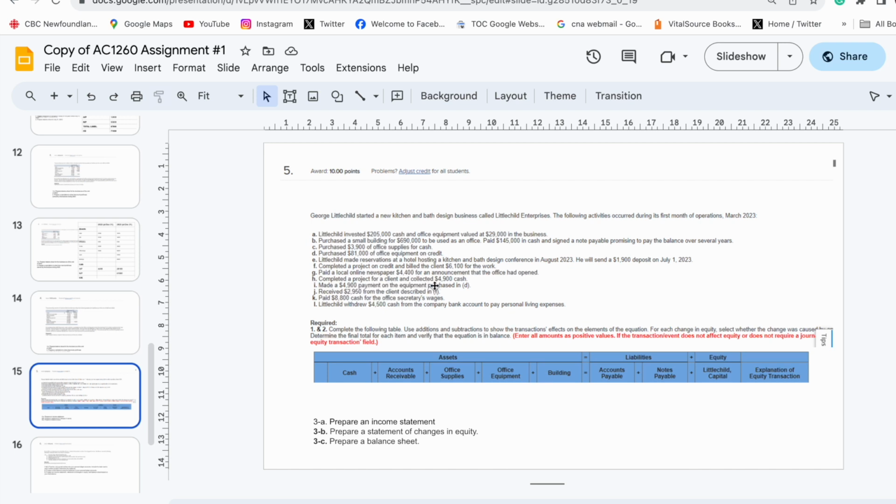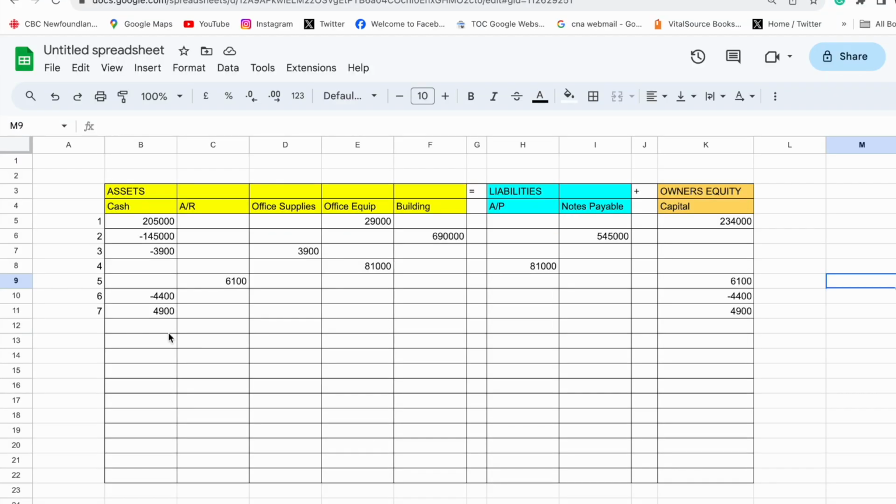Made $4,900 payment on the equipment purchased in the previous one. So he's made a payment. So this would mean that his cash would go down by $4,900. And his accounts payable, money he owed to someone, would go down.